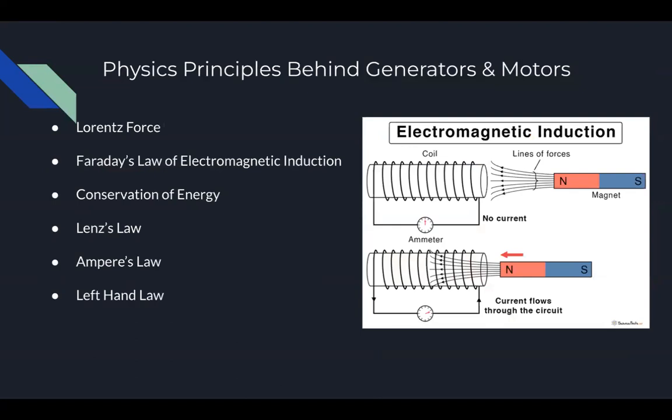Lenz's law states that the direction of an induced electromotive force or current in a closed circuit opposes the change in magnetic flux that produced it. Ampere's law relates the circulating magnetic field around a closed loop to the electric current passing through the loop, providing a quantitative link between electricity and magnetism. And finally, the left-hand rule that I mentioned earlier is what we can use to determine the direction of the force that's experienced by the current-carrying conductor in a magnetic field.